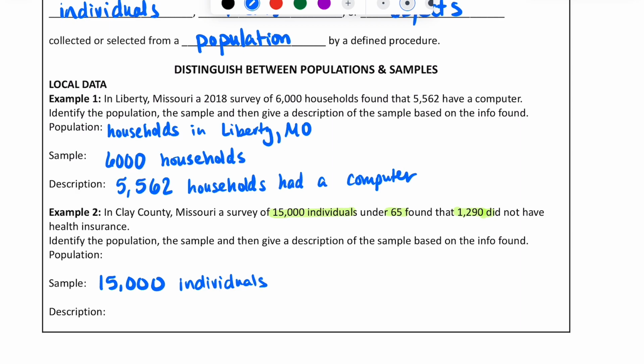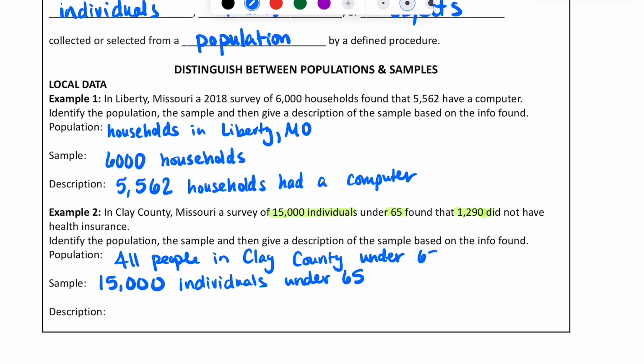But to identify the population, we need to think, what was the group that those individuals were pulled from? In this case, that would be all people in Clay County under the age of 65. And to describe the sample, they found that 1,290 of them did not have health insurance.